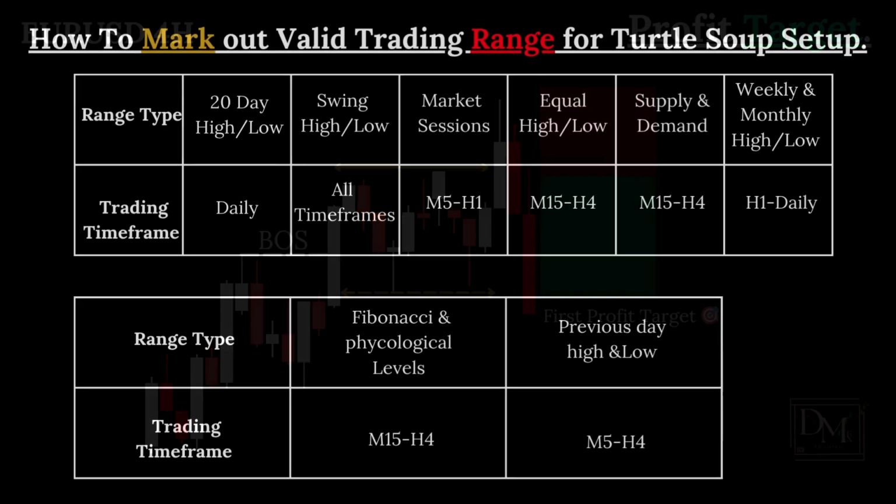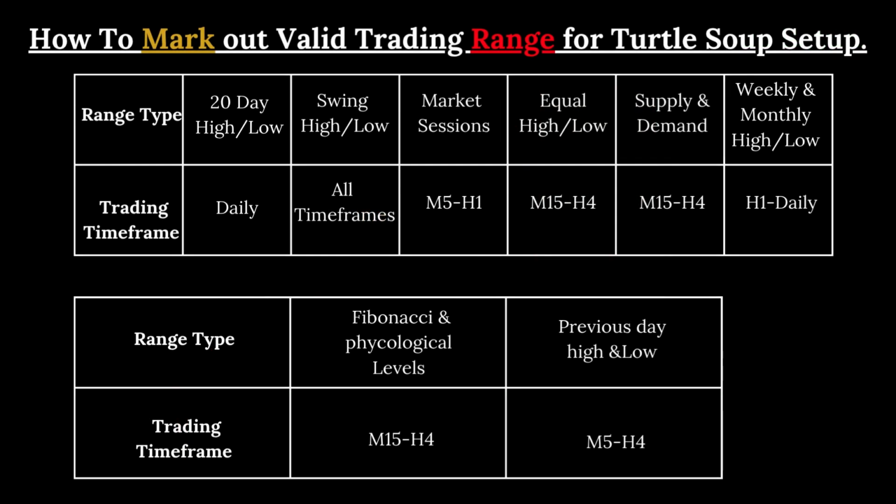Next, how do we identify or mark out these ranges? In order to mark a valid turtle soup range, we need to define clear and significant levels. Here's a list of range types and the time frames they can be effectively traded on. A 20-day high or low can be traded on the daily chart. A swing high or swing low can be traded on all time frames. Market sessions, such as Tokyo, London, and New York, can be traded on the M5 to H1 time frames.